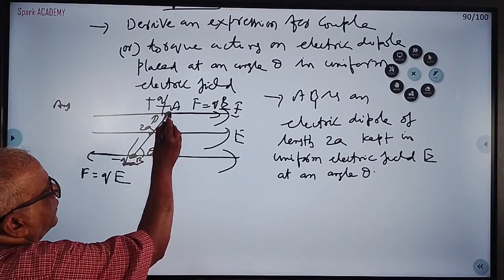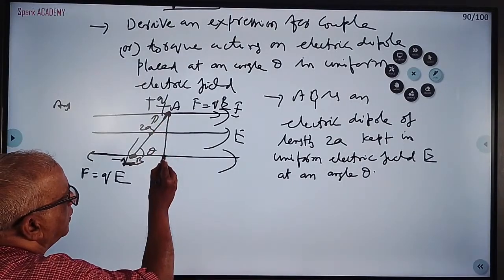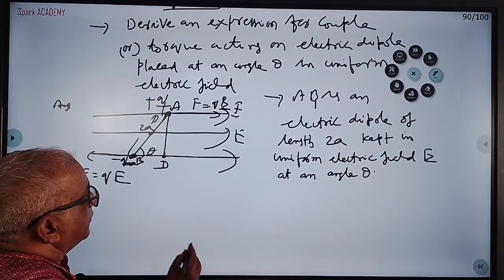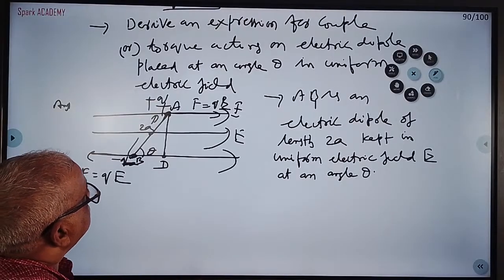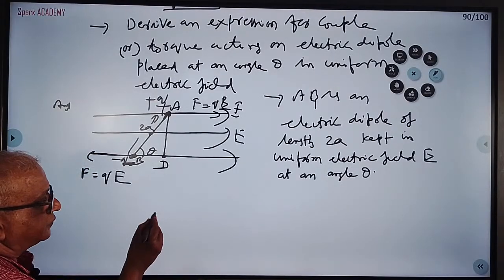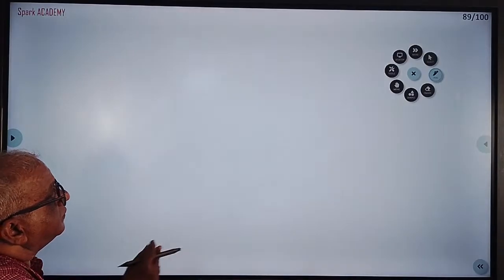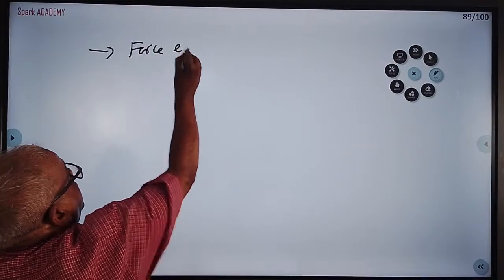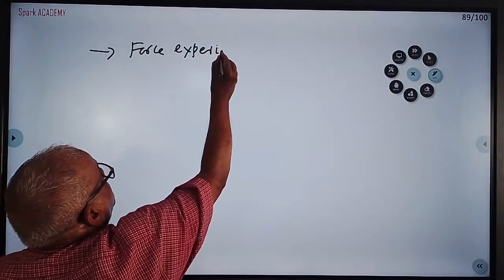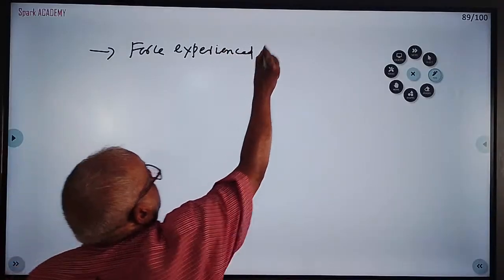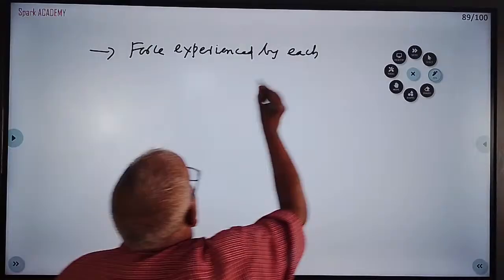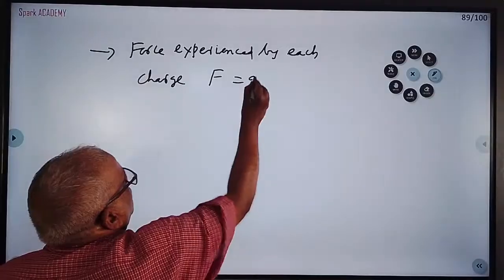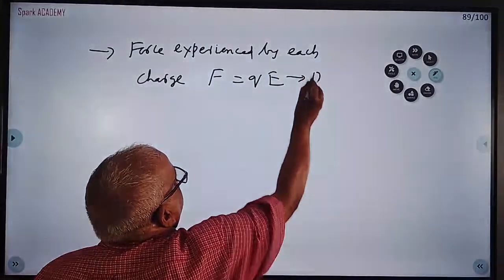What is the perpendicular distance? I am drawing the perpendicular distance. This is my perpendicular distance. I am writing the derivation on the next page, so you can find the couple. Here, the force experienced by each charge, F, is equal to Q into E. That is the formula.